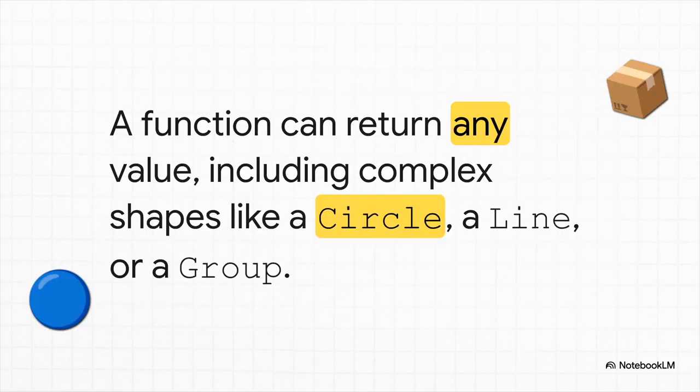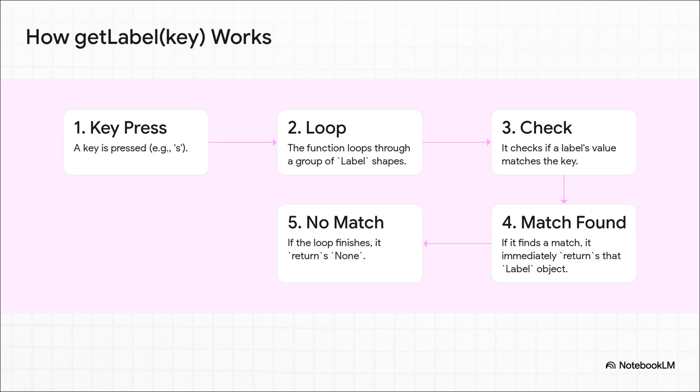Okay, this is where it gets really, really cool. A function doesn't have to return a simple string or a number or even a true or false. It can build and return an entire complex object, like a circle or a label from your program. Check out this getLabel function. When you press a key, it jumps into action.